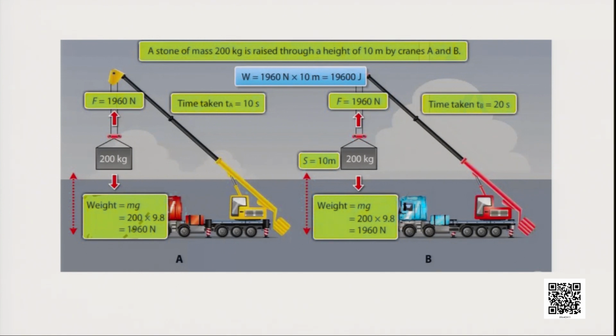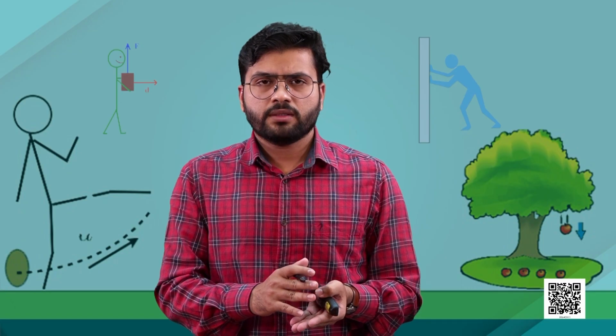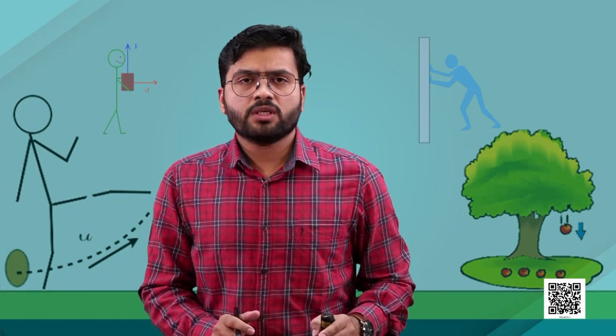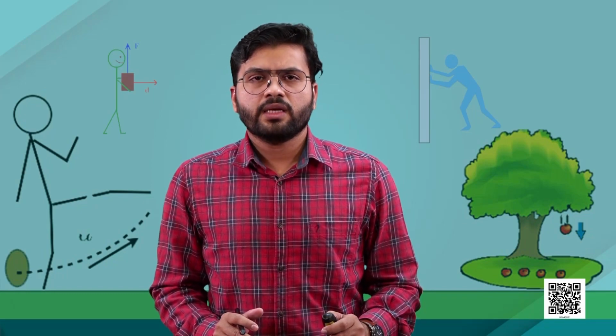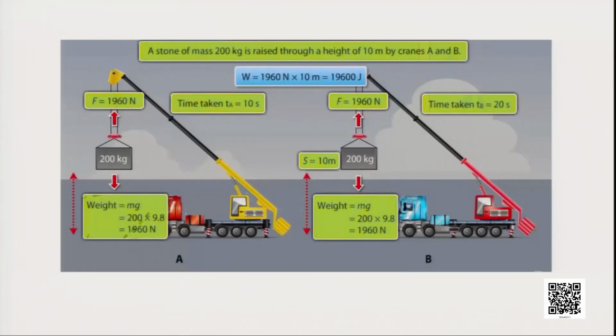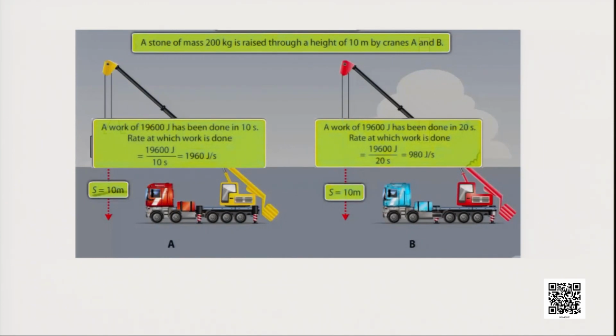So to express how fast the work has been done, we introduce the term power. And what will be the power here in this case? If you substitute the values, it will be work done divided by the time taken. And in the first case, you will find the work done is 19600 divided by the time taken, 10 seconds.